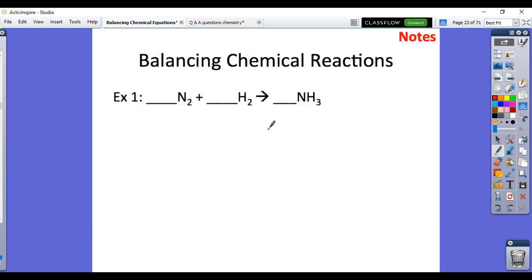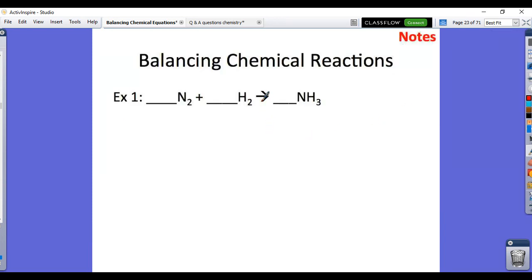So let's look at this first example. I'm going to separate my left side from my right, and I'm going to write down the atoms that are in each side. So I have nitrogen and hydrogen on the left. I have nitrogen and hydrogen on the right. And I always make sure that I put them in the same order. In this case, they are already in the same order, but you'll find that that's not the case for a lot of them.